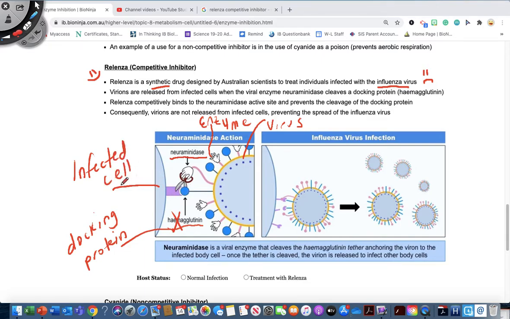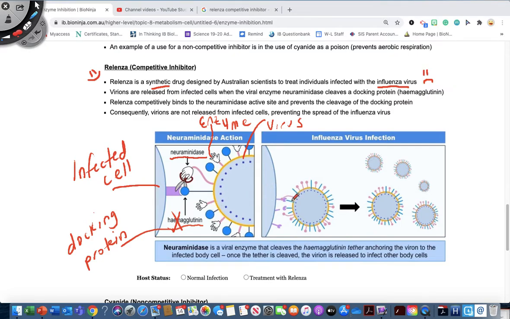Now, if it's an infected cell, that means there are a lot of other viruses in there that have been replicating. Remember that we've always said that infected cells lyse or burst and release a whole bunch of the viruses, but we've never really gone into how it does that. So today we are. So the virus docks with the infected cell by allowing one of its enzymes, neuraminidase, to cleave a docking protein found on the virus.